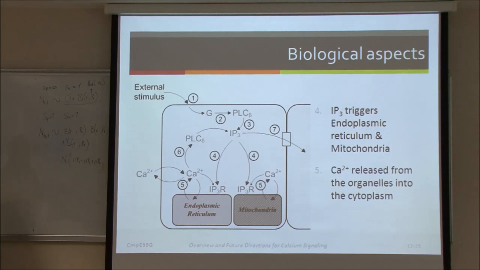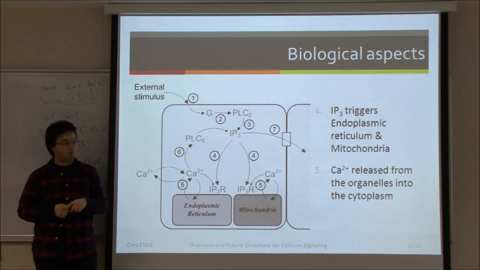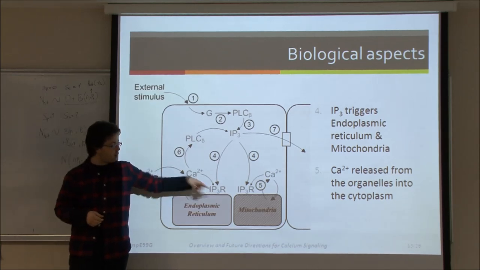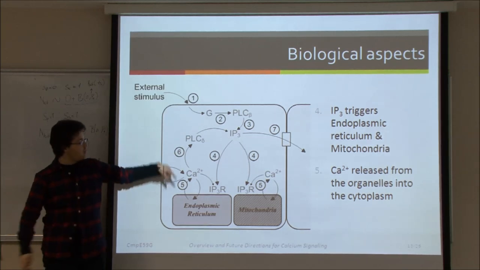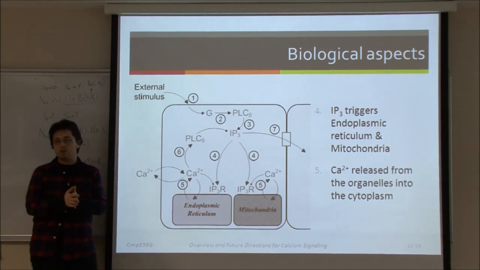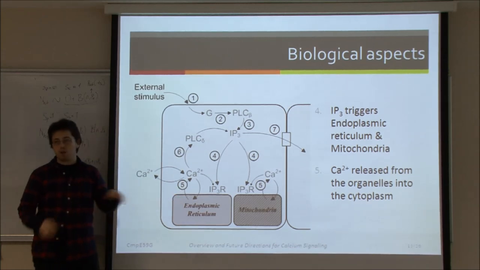The IP3 goes to these organelles, the mitochondria and the endoplasmic reticulum. There are some IP3R proteins, again, like some gates. When the IP3 and IP3R meet, they form a chemical bond and the doors of these organelles open.